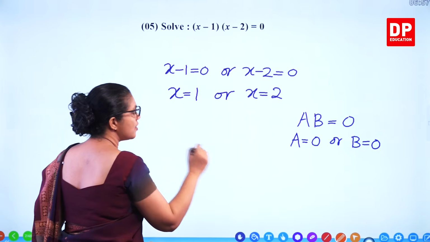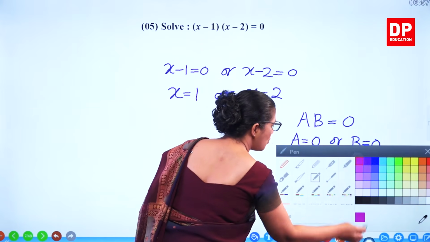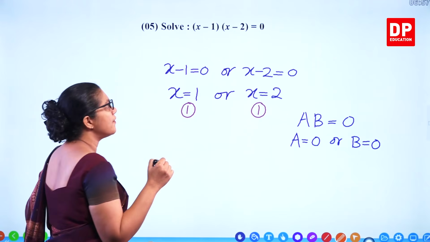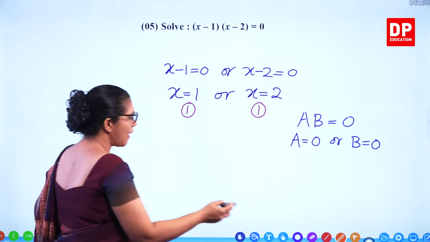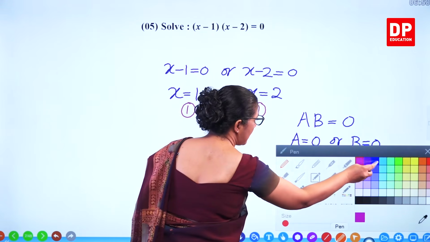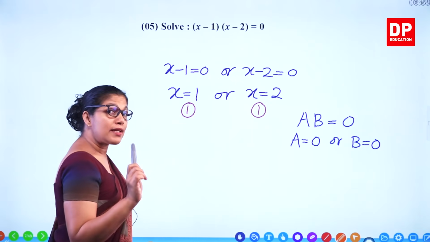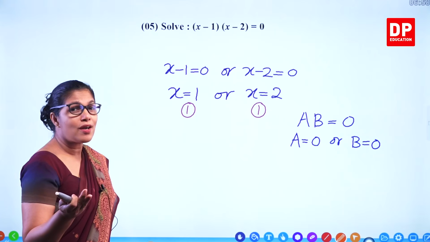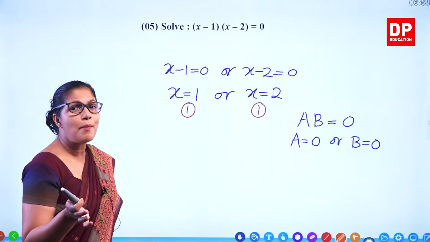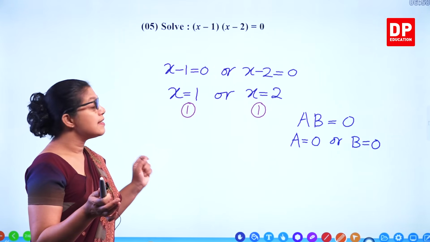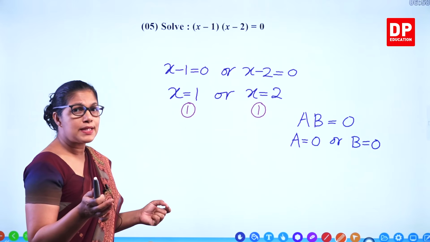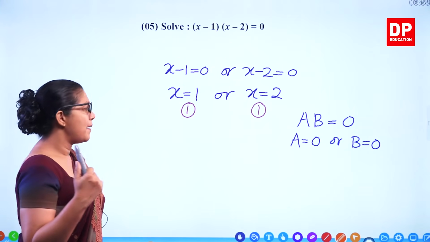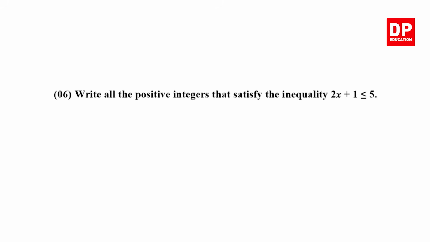So those are the two solutions. So you get 1 mark for this and 1 mark for the other solution. So you are getting 2 marks straight away for the correct answer. So what happens if the answer is wrong? You are not getting any single mark. So that's why it is important to write down the steps, because sometimes you get half of the mark for the method.